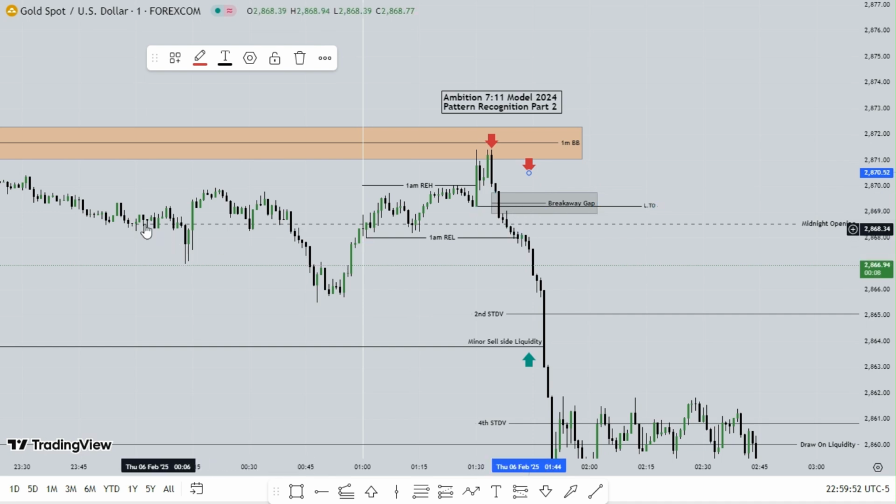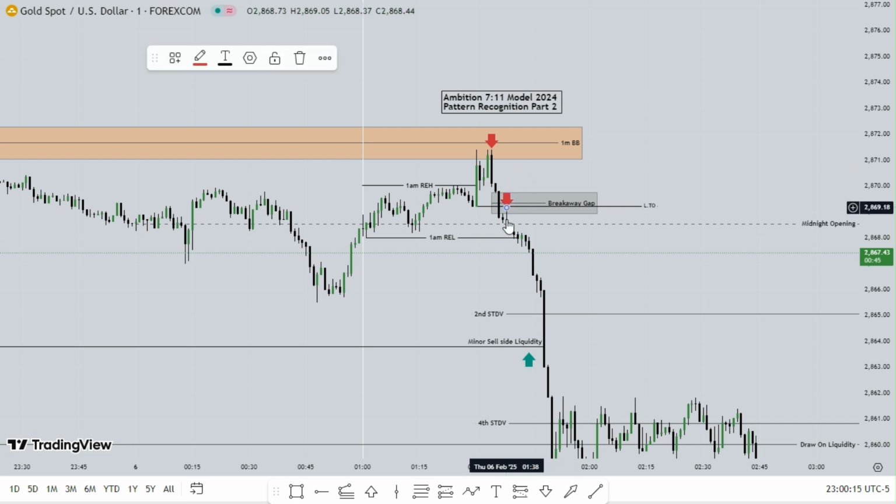But here, what do we have? We have a 00 GMT midnight opening candle. The simple rules of trading with the midnight opening are that you sell above and you buy below the midnight opening. In this case, the price traded below the midnight opening and went to this breakaway gap here, and this is where you would have taken a second partial using this fair value gap. Your stop loss would be above this breakaway gap.